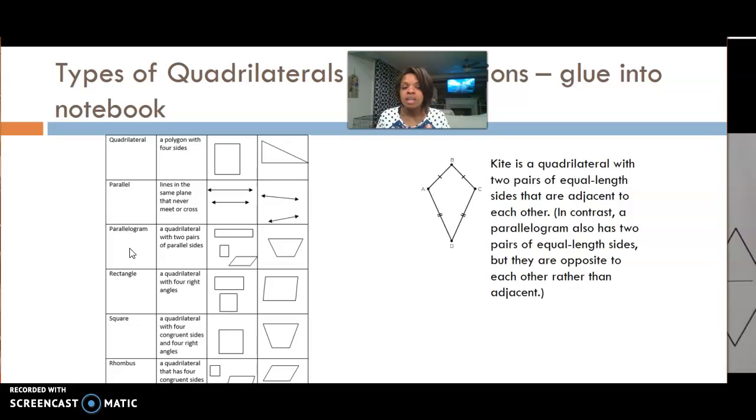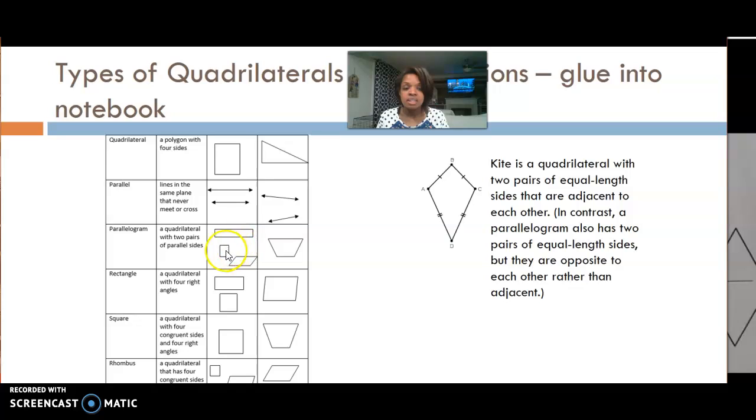Parallelogram. So a parallelogram is a special type of polygon, okay? First of all, it has to be a quadrilateral, it has to be a polygon, it has to be closed, it has to have four sides and four angles. But what makes it a parallelogram is it has two pairs of parallel sides. So when I'm looking at parallel sides, these lines will never intersect each other, and these lines will never intersect each other. So because of that, those are parallelograms, okay?